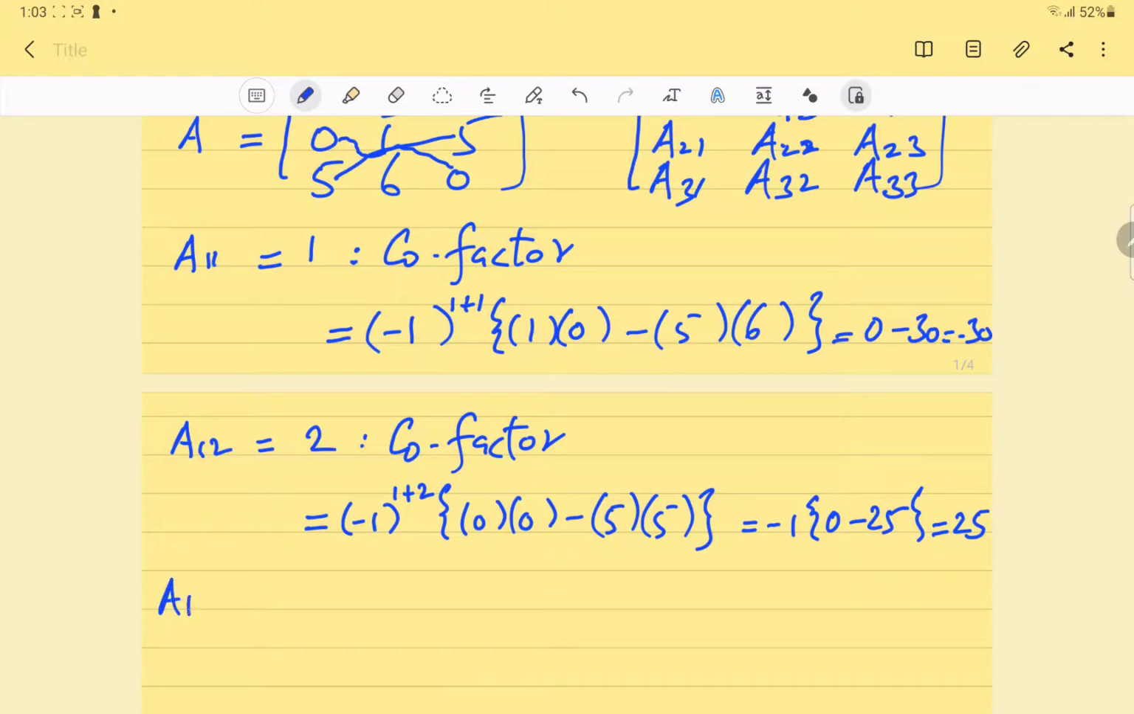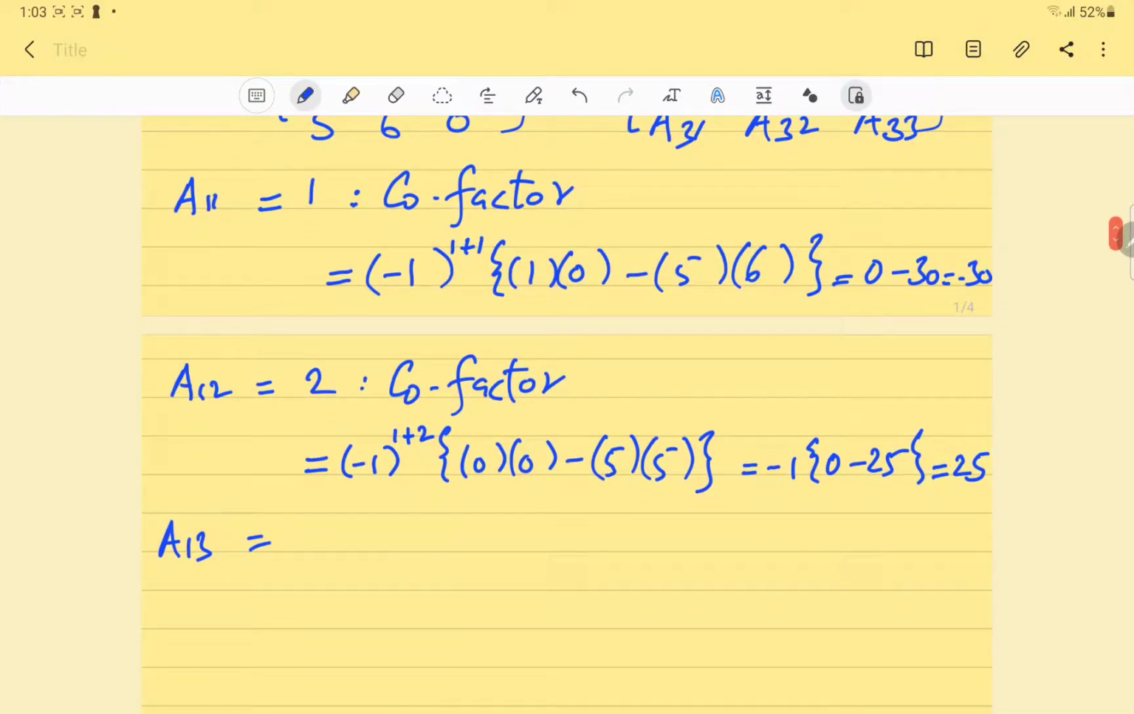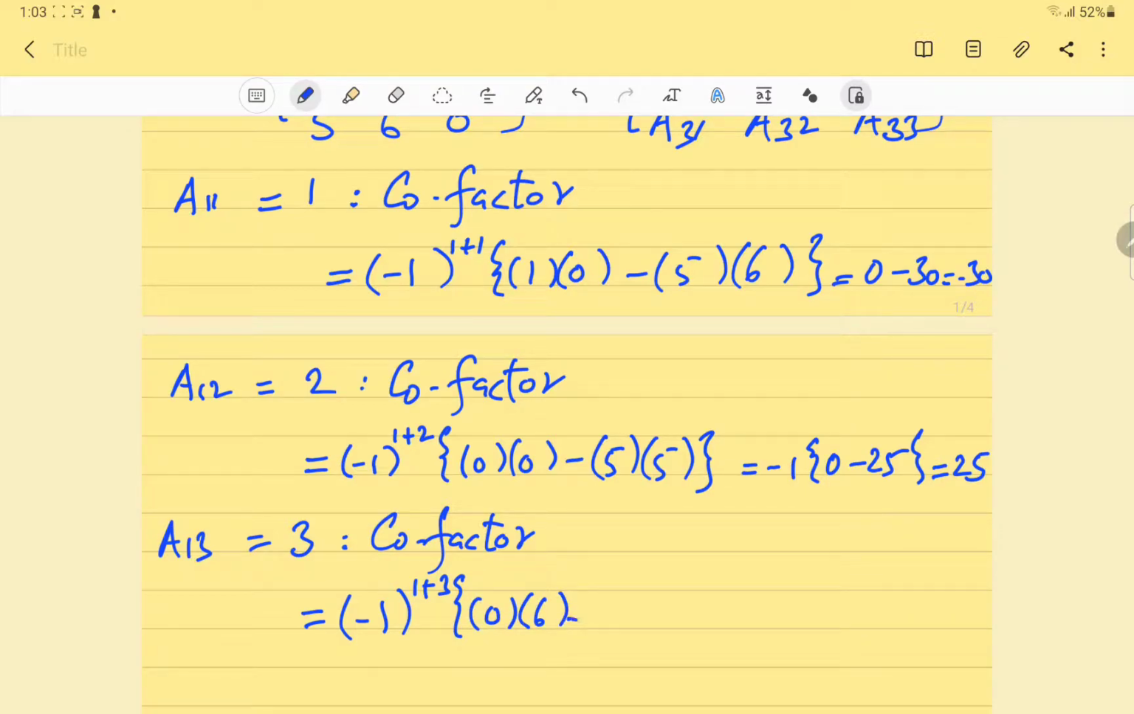Now we go to A13. What is A13? A13 is equal to 3. Its cofactor is equal to -1 raised to power 1 plus 3 into 0 into 6 minus 1 into 5 is equal to minus 1 raised to power 1 plus 3 is positive 1, so no need to write. 0 into 6 is 0 minus 5 is equal to minus 5.